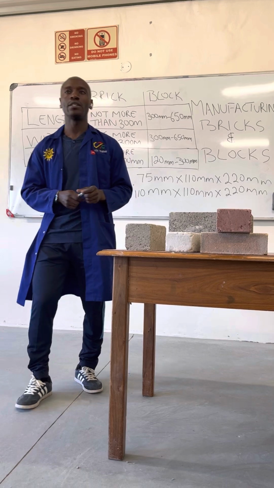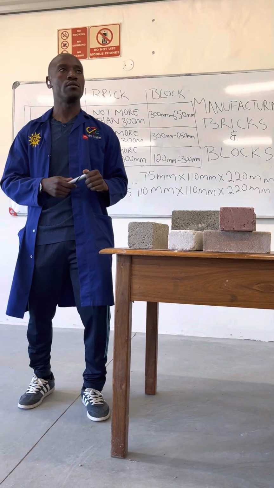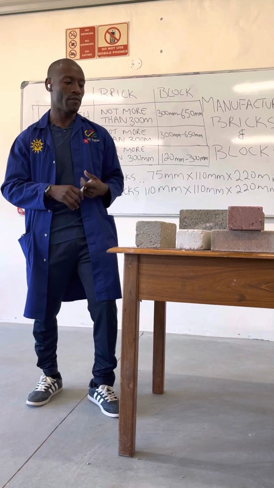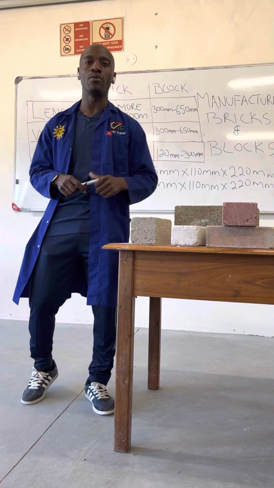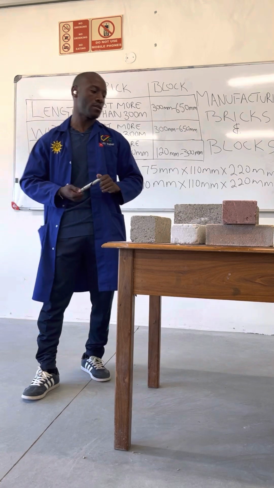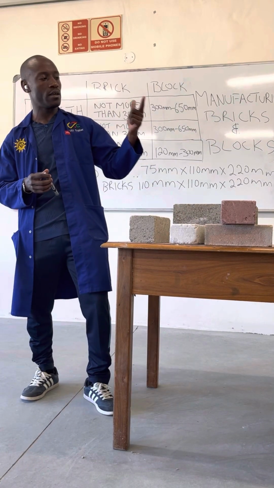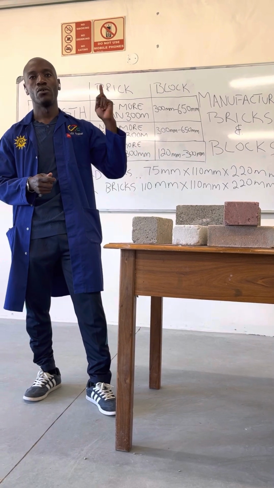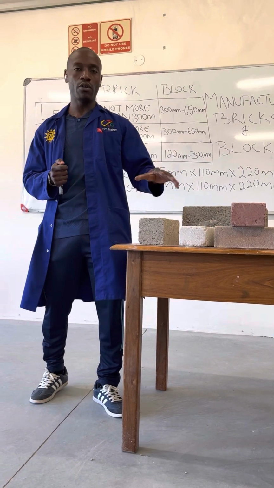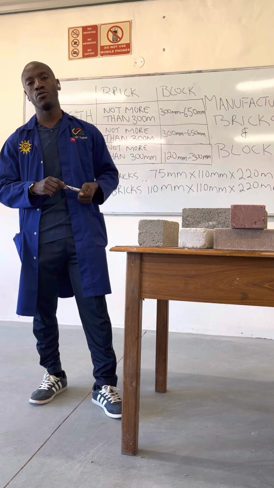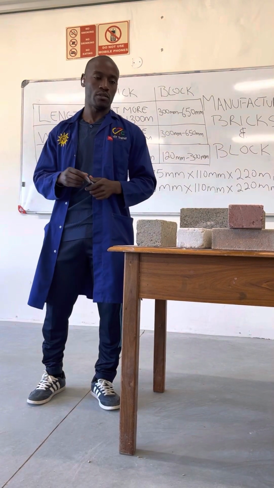And then the third one is for solid and cavity walls. The walls that you usually see are solid walls, and the cavity walls are those with a cavity in between. So those are the three main reasons bricks and blocks are used for. So it's your internal and external walls, your non-load-bearing and load-bearing walls, and then your cavity and your solid walls.